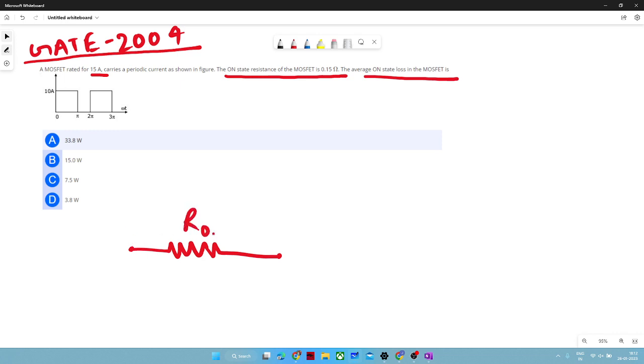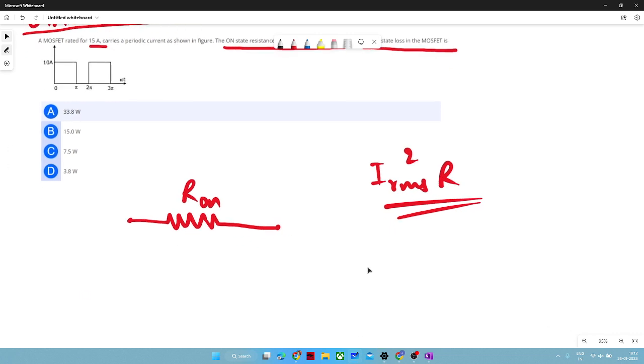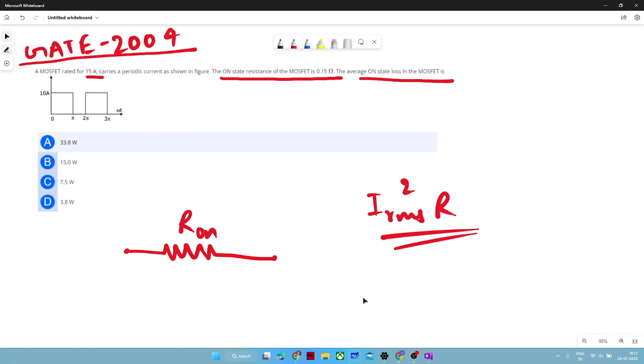So, MOSFET is generally modeled as R-on, and if we need to find the loss in the MOSFET, we need to treat it as a resistor, and we can easily apply the formula I-RMS squared times R, right? R is given, the waveform of current is also given. We just need to find the RMS value of this current, and then we will choose the appropriate option.